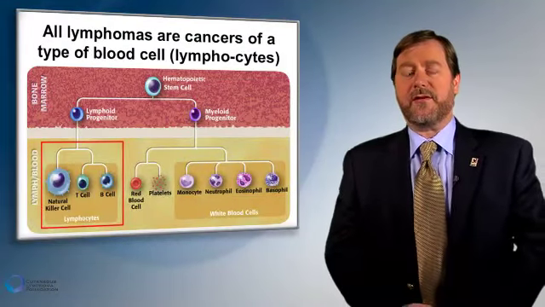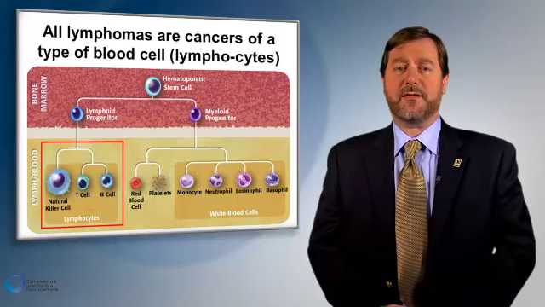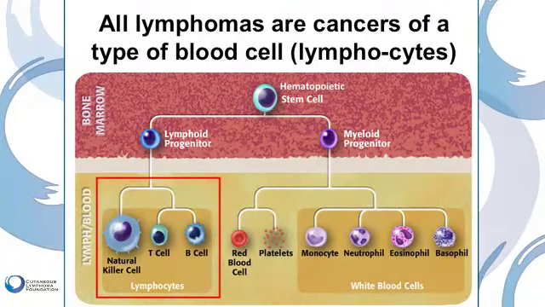We now know that lymphomas are malignancies that develop from the cancerous transformation of lymphocytes, and these lymphocytes are shown here in this slide on your left. And there are many different types of lymphocytes, fundamentally three main types: B cells, T cells, and natural killer cells. With this information, therefore, we can now classify lymphomas as B cell lymphomas, T cell lymphomas, and natural killer cell lymphomas.